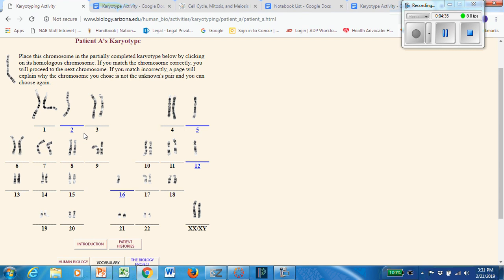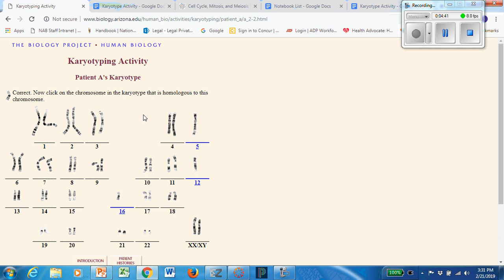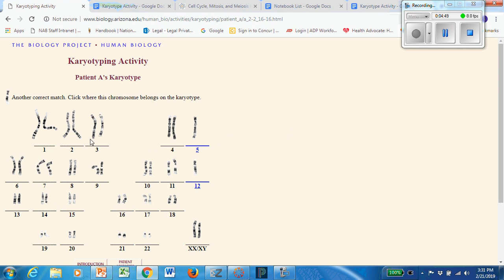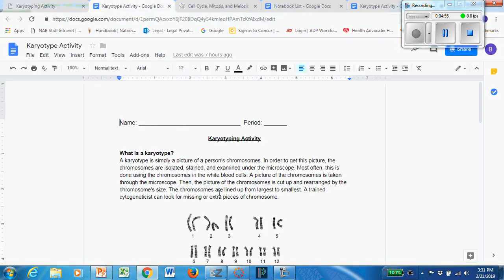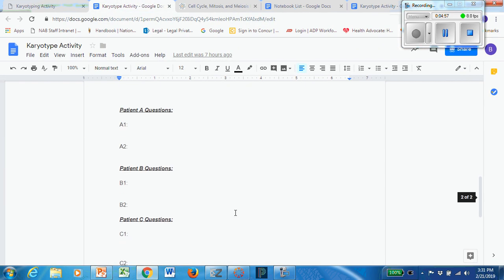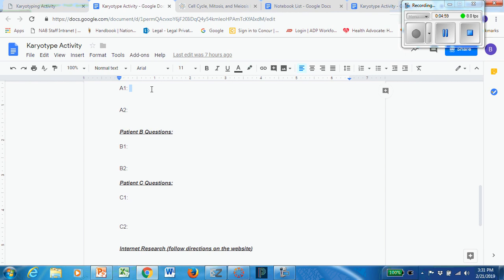I'm just going to guess that maybe it is this one right here, number 2. If it's not, it'll kick me out and send me back. For this next one, I might say 16. There we go. I'll keep doing this until the end. It'll shoot me to another page where it gives me some questions. On this document, on the back, you're not going to be writing the question out, but you're going to be answering the question.